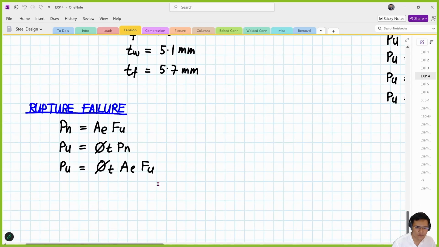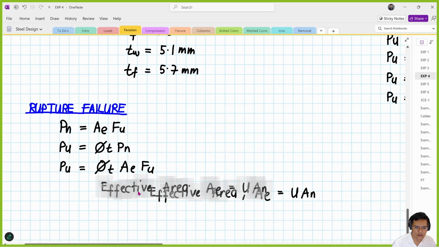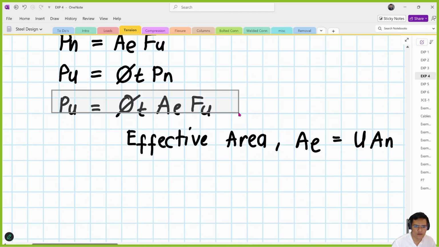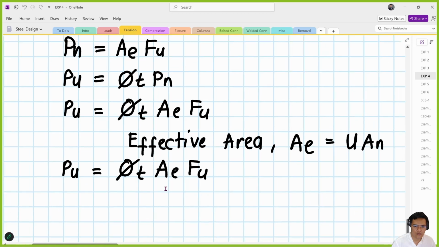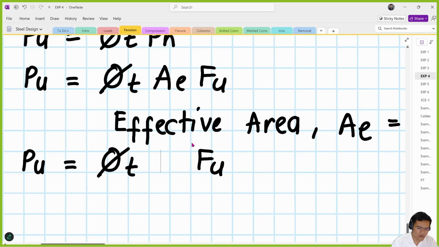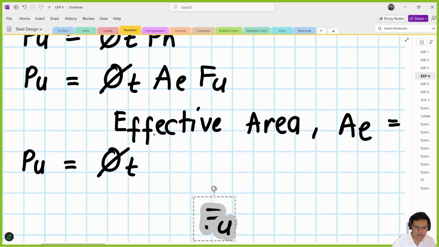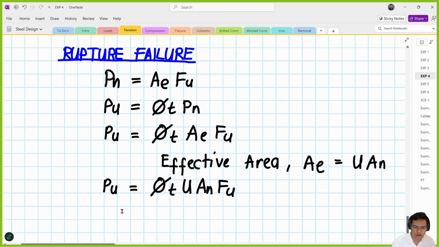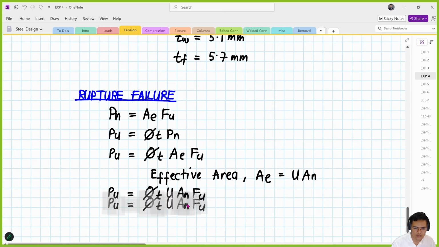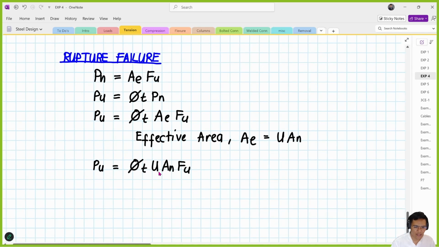Diba? So we could expound it further. So yung maging equation natin would be P sub T times the shear lag factor, area net, times F sub U. So ito yung magiging final equation natin for rupture check. Sige. So yung shear lag factor wala pa tayo. Area net wala pa rin tayo. So ito yung mga kailangan natin i-define now. Unahin siguro natin, as usual, yung ating area net.